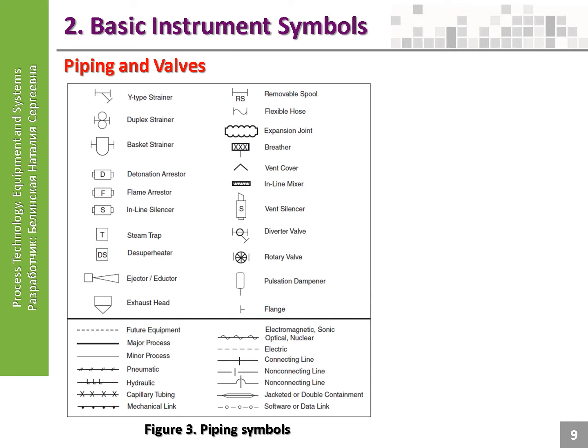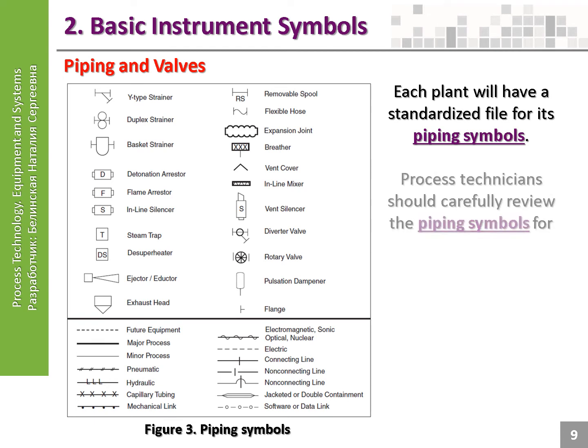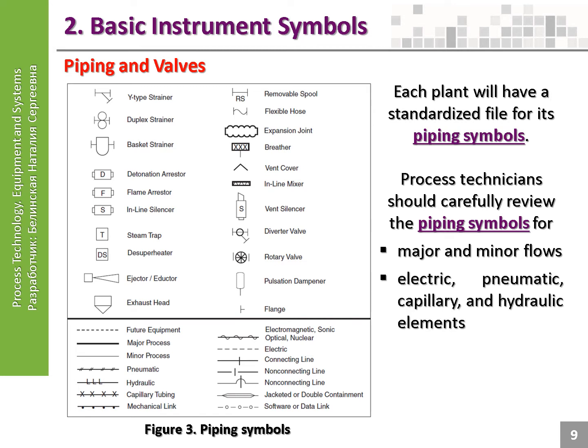Piping and valves. Each plant will have a standardized file for its piping symbols. Process technicians should carefully review the piping symbols for major and minor flows, electric, pneumatic, capillary, and hydraulic elements. Future equipment.